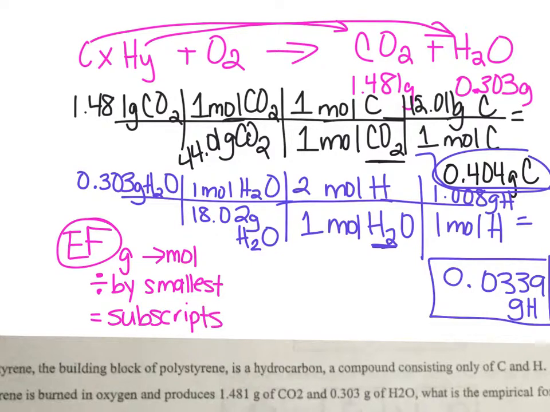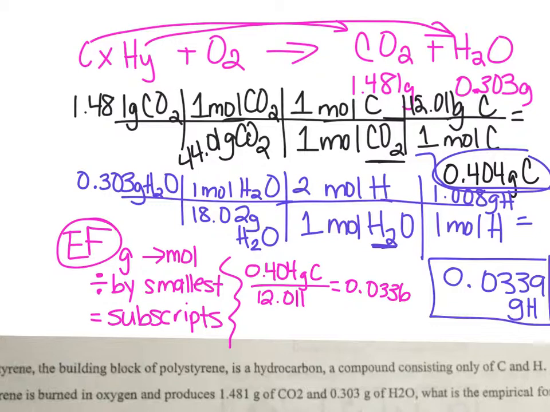So for this one, okay, we're going to take our 0.404 grams of carbon and divide it by its molar mass, 12.011, to get 0.0336. I'm going to take my hydrogen information, so I have 0.0339, divide it by 1.008 in order to get 0.0336 moles. So this would be the step.